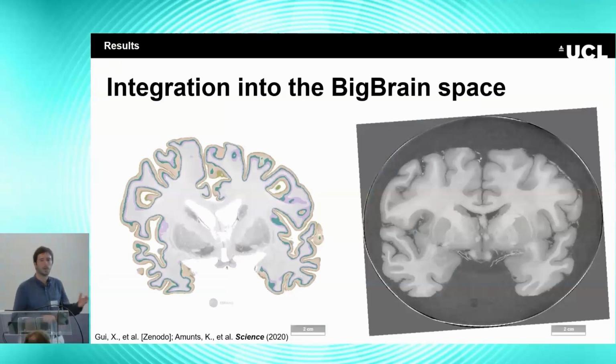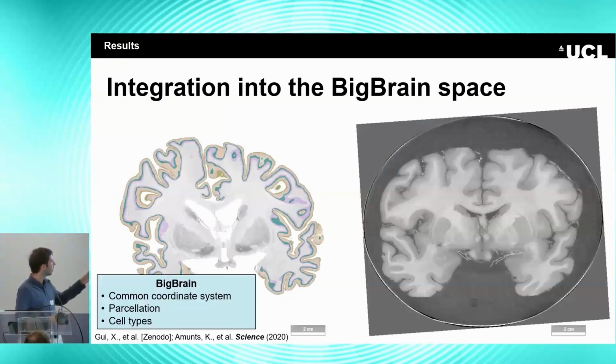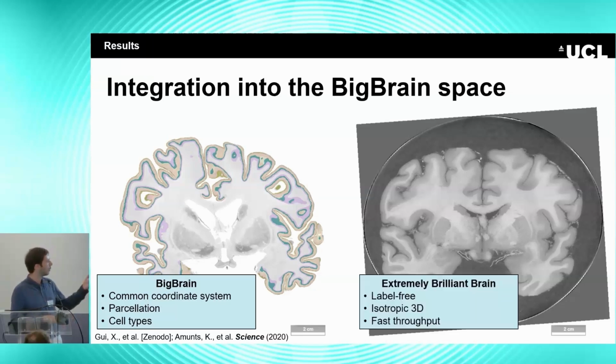The two datasets are quite complementary. Indeed, with the BigBrain dataset, we get fine parcellation, a common coordinate system, and even the cell types when we do histology. And from the Extremely Brilliant Brain, we get label-free data, which is isotropic, and we also get a fast throughput of 20 hours for a scan.